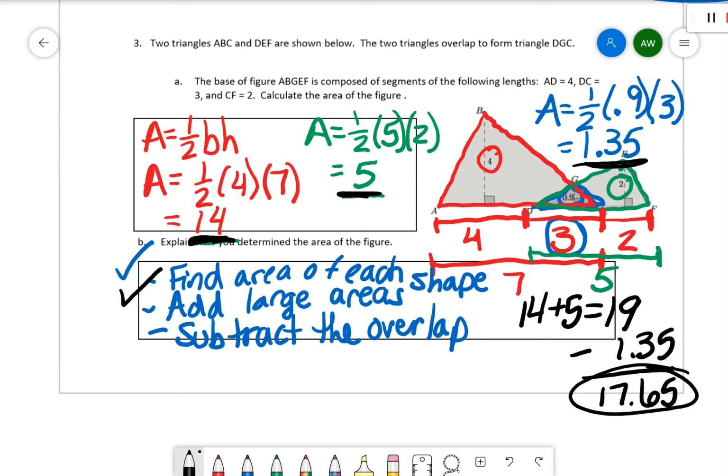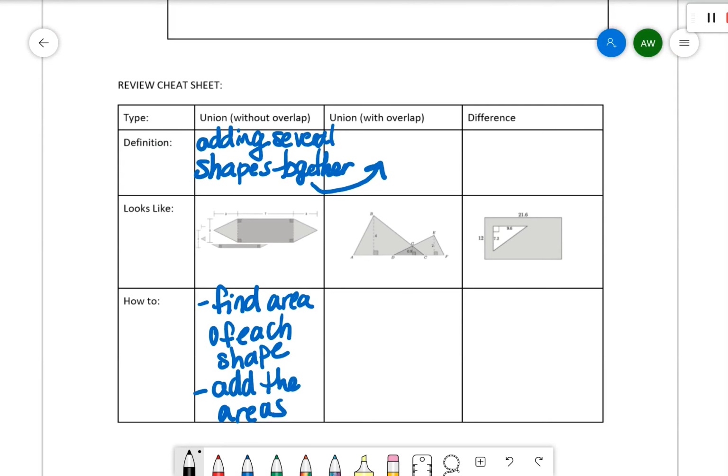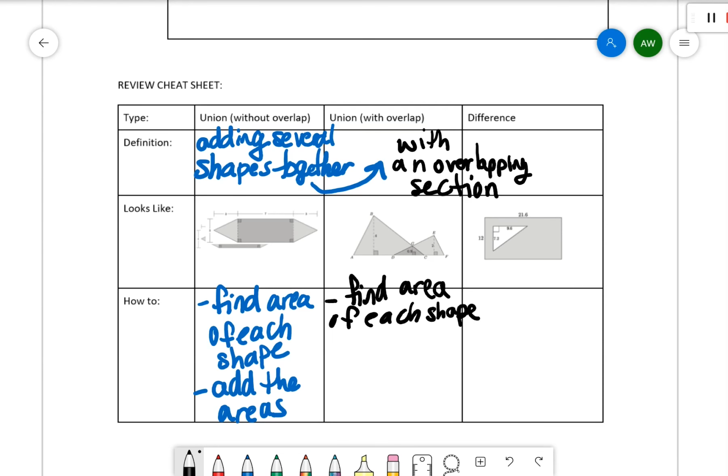Let's review and put this in our chart at the bottom of our page. So the definition of a union with overlap, we're still adding several shapes together, but we also have an overlapping section, right? So it looks like the problem we just did. And to do this, if you remember, we found the area of each shape. Then we added the large areas. Then we subtracted the overlap.